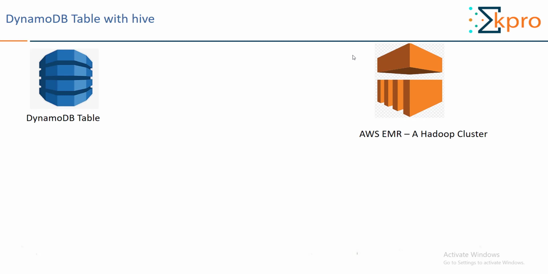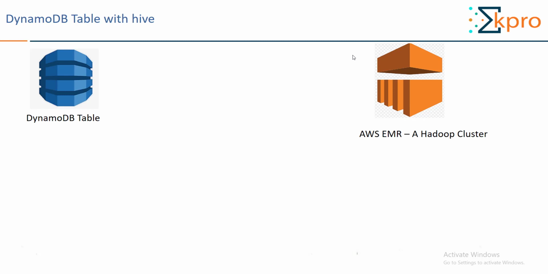How can we do that? What we will do is we will run a Hadoop cluster using this AWS EMR, that is a managed service, elastic MapReduce, a managed service that can launch a cluster on behalf of you, and then we'll integrate the DynamoDB table with it.